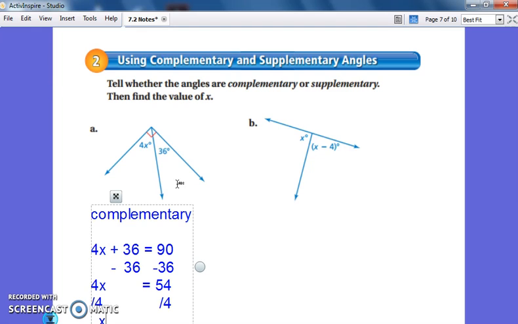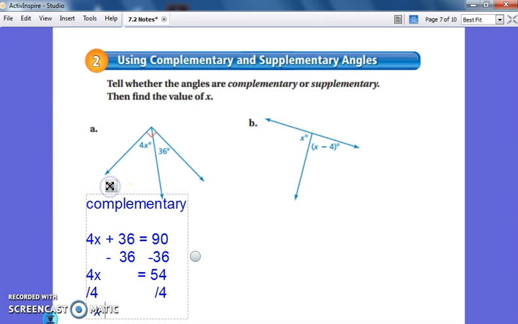Leaves an x value. Let me move this up just a little bit. That's going to equal, hopefully you got 13.5 degrees, right? So I'm done with letter A.